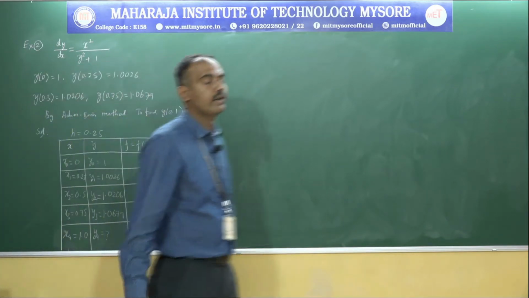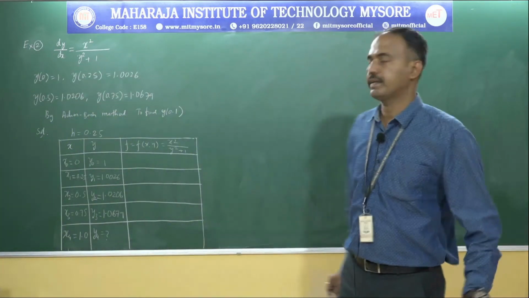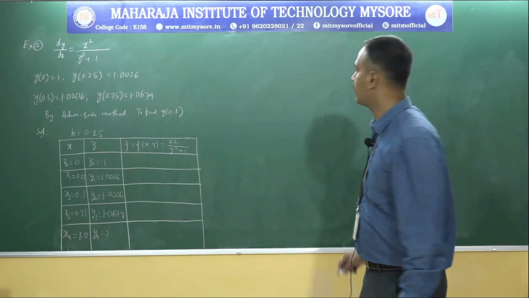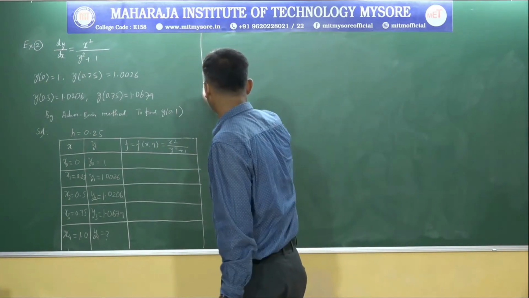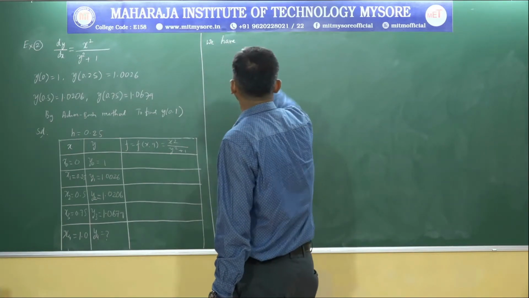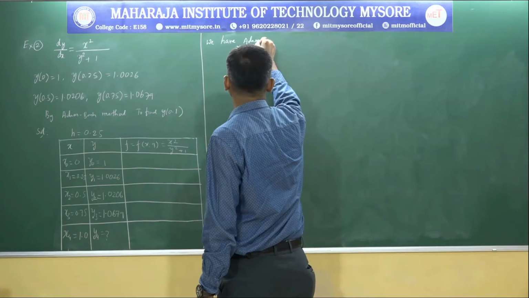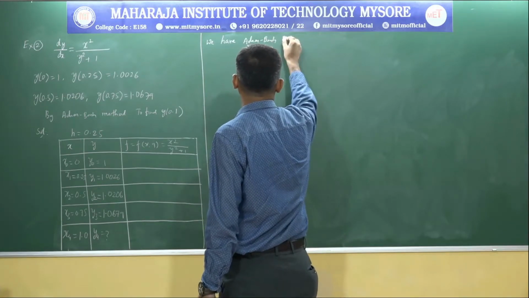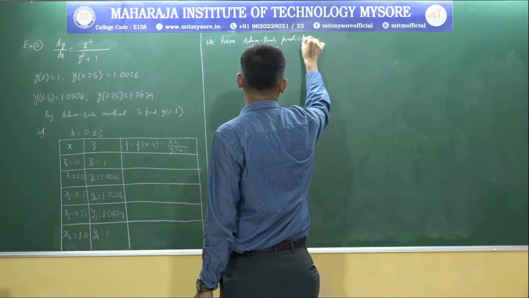Okay, now by using the Adams-Bashforth fourth-order method here, we can specify the formula. We have the Adams-Bashforth predictor formula.